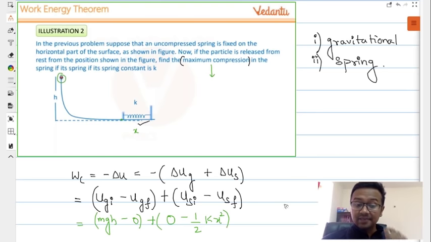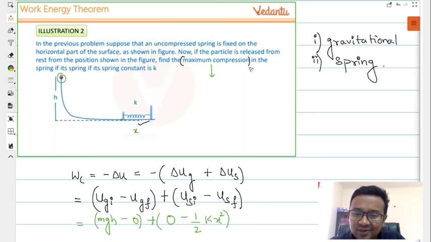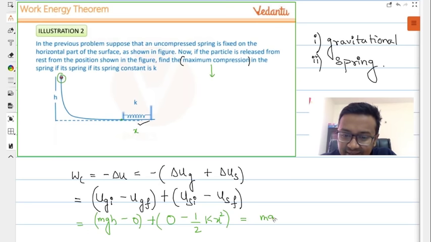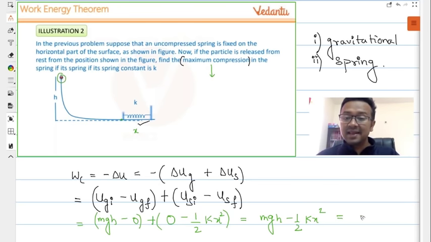All right, students. Now, this is my total work done by the conservative force. All of the surfaces are smooth, so there is no roughness out here. So there are no non-conservative forces, no external forces. So overall, I have this as the total work done by the conservative force. That is mgh minus half kx squared. Then students, this is nothing but equal to the change in kinetic energy.